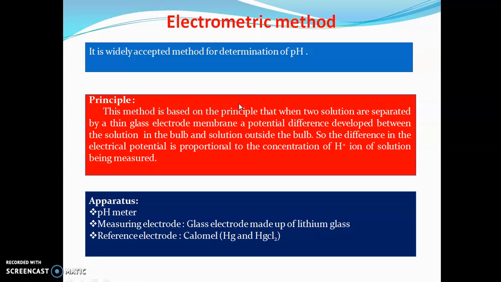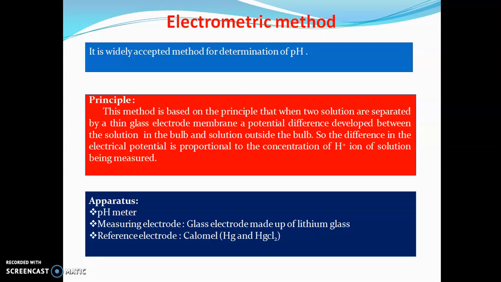Now second is the electrometric method. This method is a widely accepted method for the determination of pH. The principle is that when two solutions are separated by a thin glass electrode membrane, a potential difference develops between the solution in the bulb and the solution outside the bulb. The difference in electrical potential is proportional to the concentration of hydronium ions of the solution being measured.